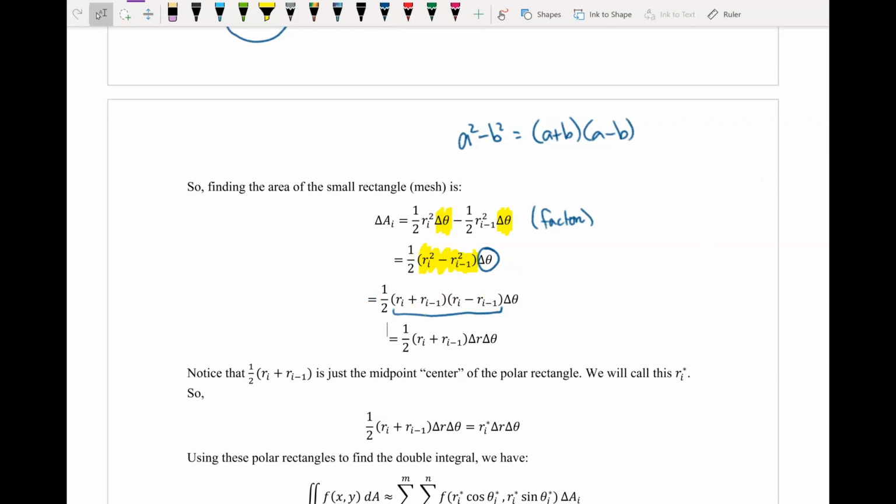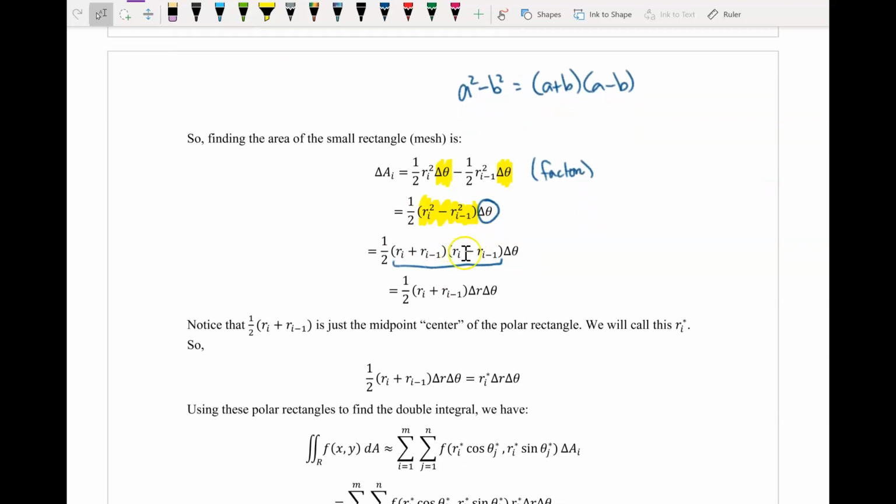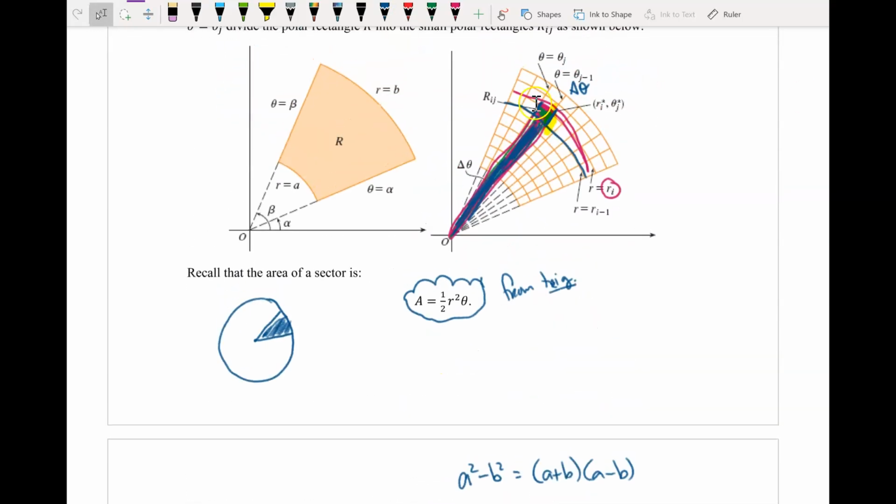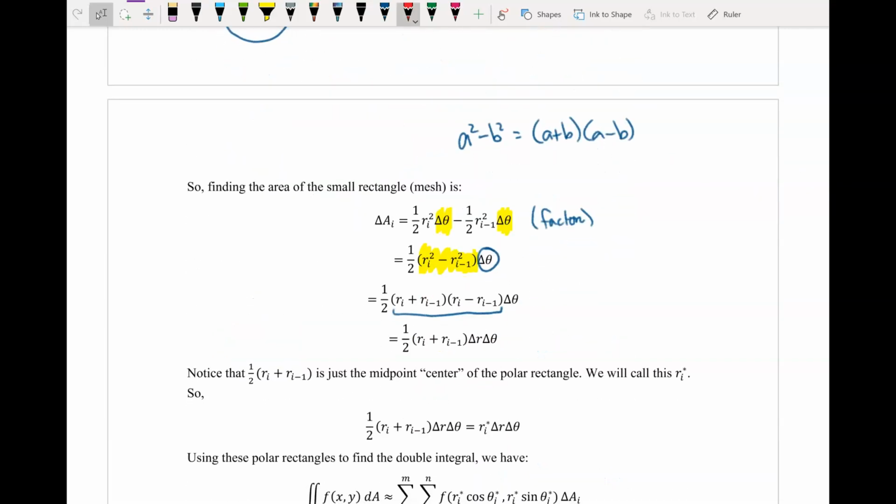Now notice here that if I subtract r_i minus r_{i-1}, that's just a change in the r values. So it's how much I'm changing. This is called delta r. So delta r will be the change of these little small rectangles, and we can see that this guy right here is just going to be delta r.